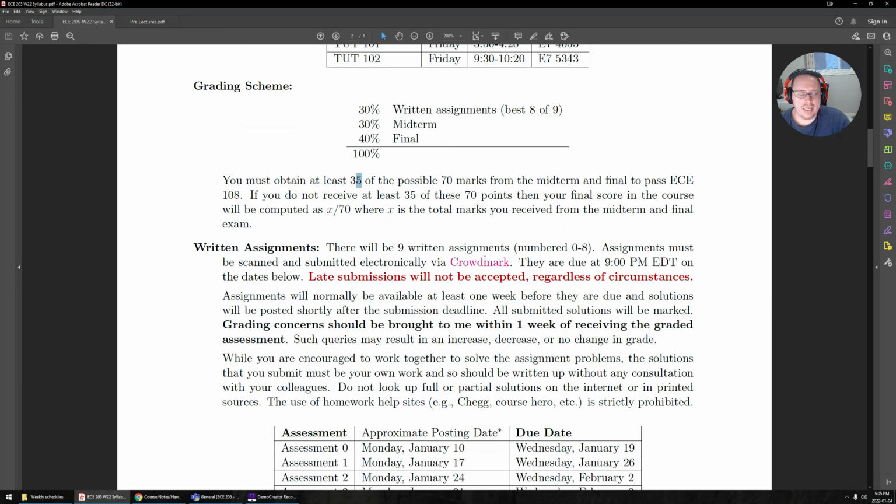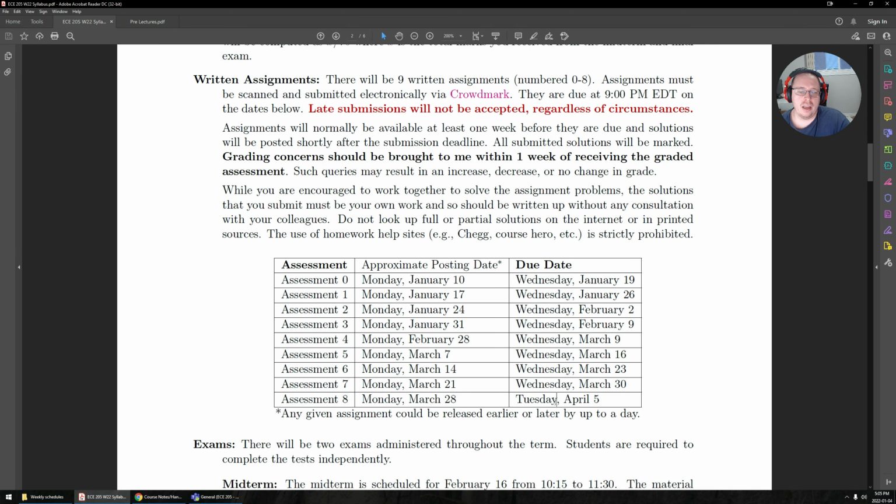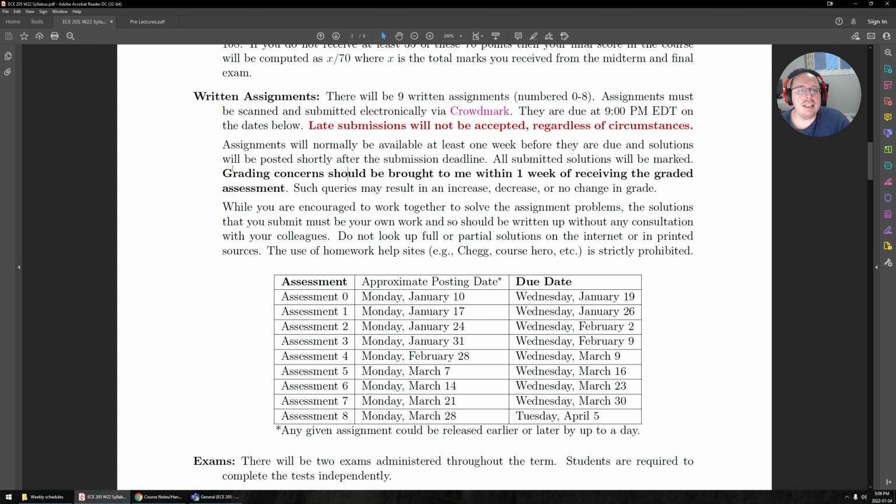Okay, so written assignments, again, there'll be 9 written assignments numbered 0 through 8. Note that for assignments, we'll be using CrowdMark. You should be familiar with CrowdMark, so I won't say anything there. If you have questions, ask on Piazza. They will be due at 9 p.m. on the dates below, so mostly Wednesdays, with Tuesday, April 5th being the last day of classes for a smaller assignment. For remark requests, you need to bring your grading concerns to me within 1 week of receiving the graded assessment. If you do not meet within this limit, then I won't do a remark, so definitely keep an eye on it.